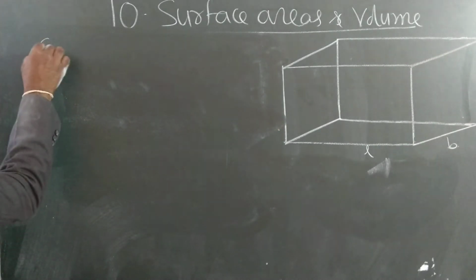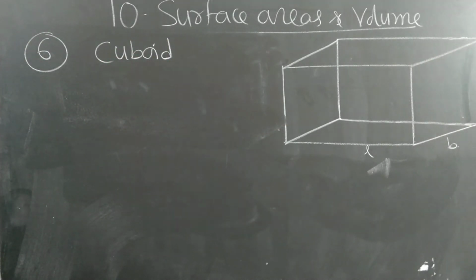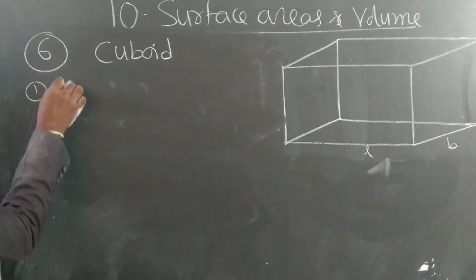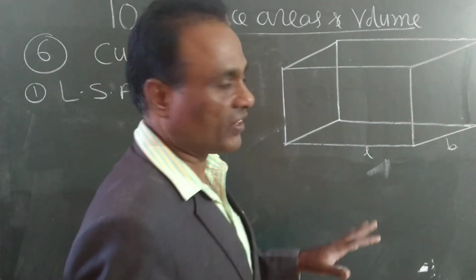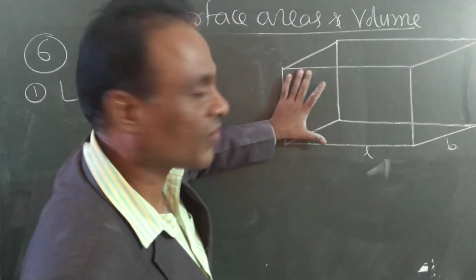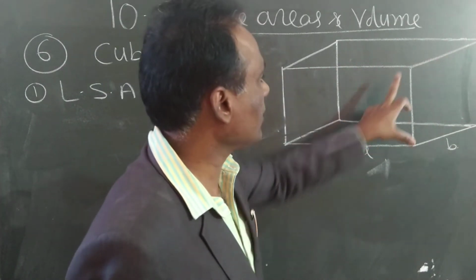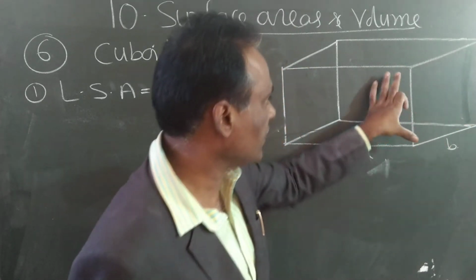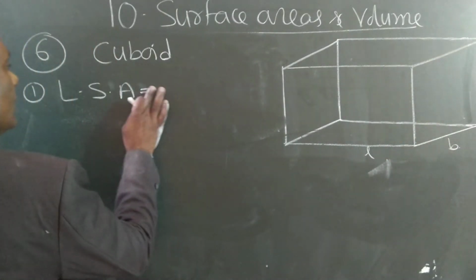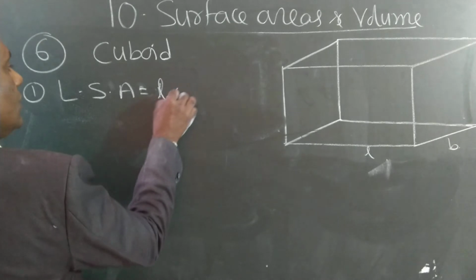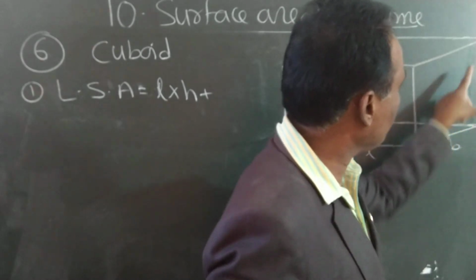Sixth. Now I am taking the cuboid. So this is the cuboid. Lateral surface area, see here, only 4 faces. What is the area of this face? This face is in the form of a rectangle. Area of rectangle is length into breadth. Length is L, breadth is nothing but H, the vertical is H, this horizontal is L. So L into H for this face. This face is B into H.